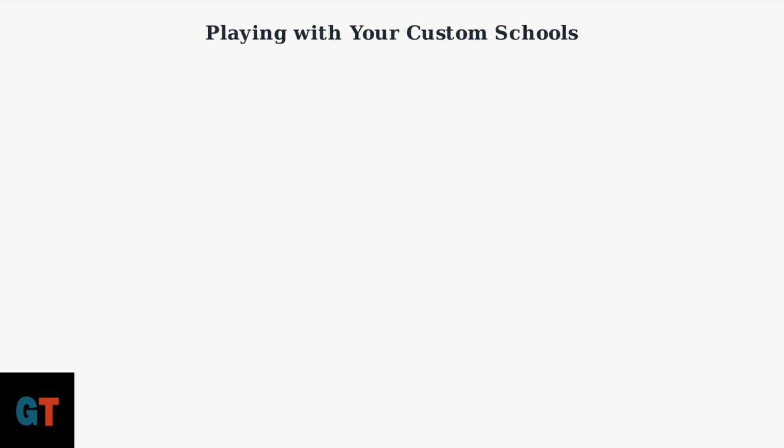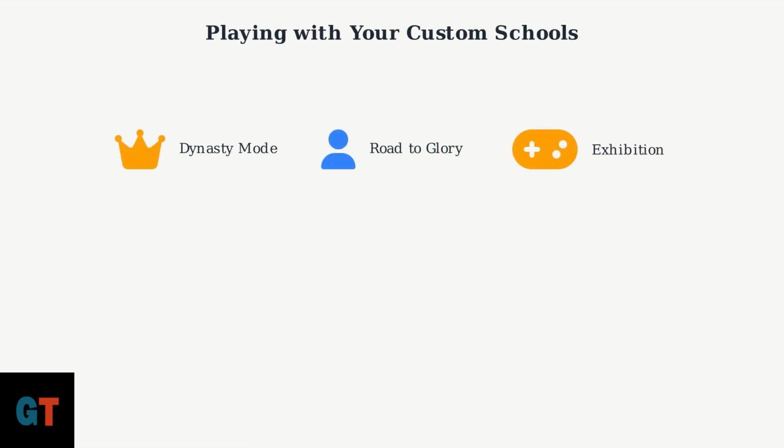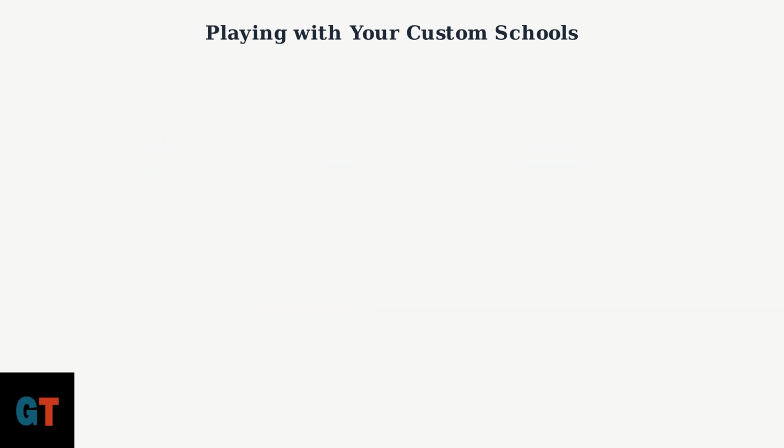Now that you've downloaded your custom schools, it's time to put them to use. Custom schools can be integrated into 3 main game modes: Dynasty mode for long-term team management, Road to Glory for player career mode, and exhibition games for quick matches. To access your downloaded teams, navigate to the respective game mode and look for the downloaded content section. This is where all your custom schools will appear, ready to be selected and used in your games.